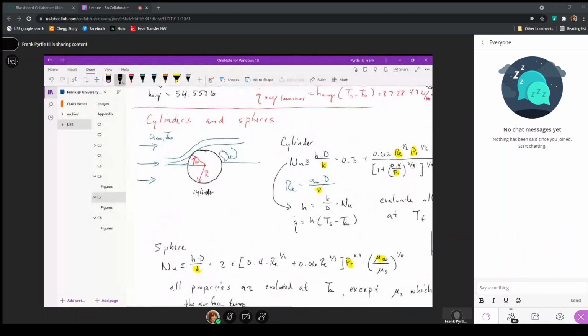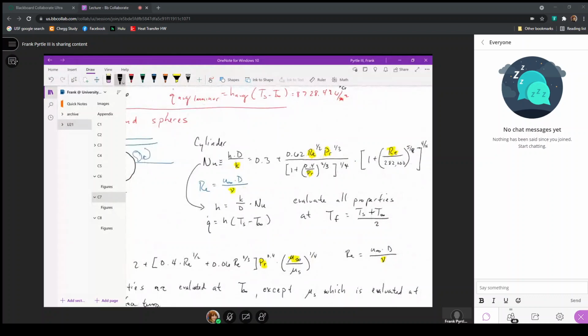Here, when dealing with this expression to calculate the Nusselt number and then get a heat transfer coefficient, the only requirement for the use of this particular equation is that the Reynolds number times the Prandtl number must be greater than 0.2 in order to use this expression. Now, this meets a lot of conditions.